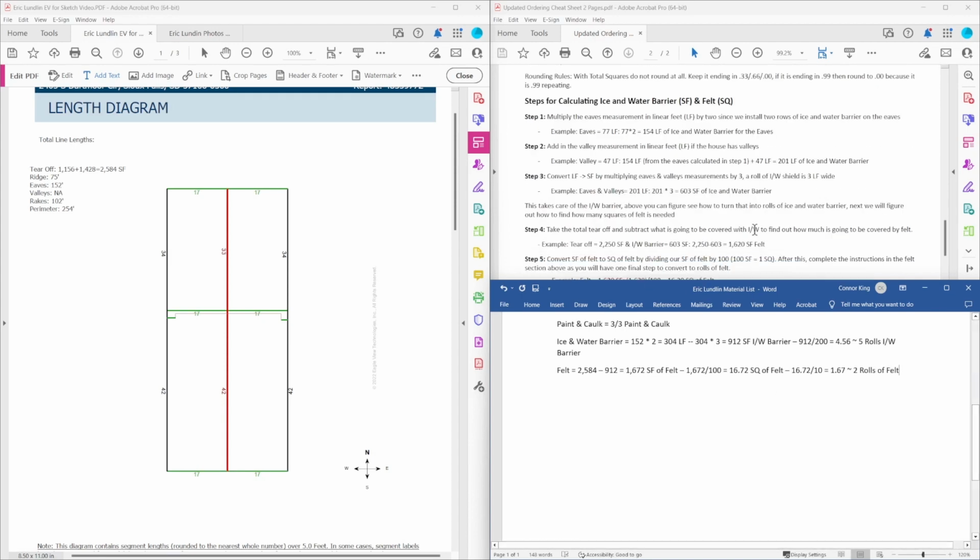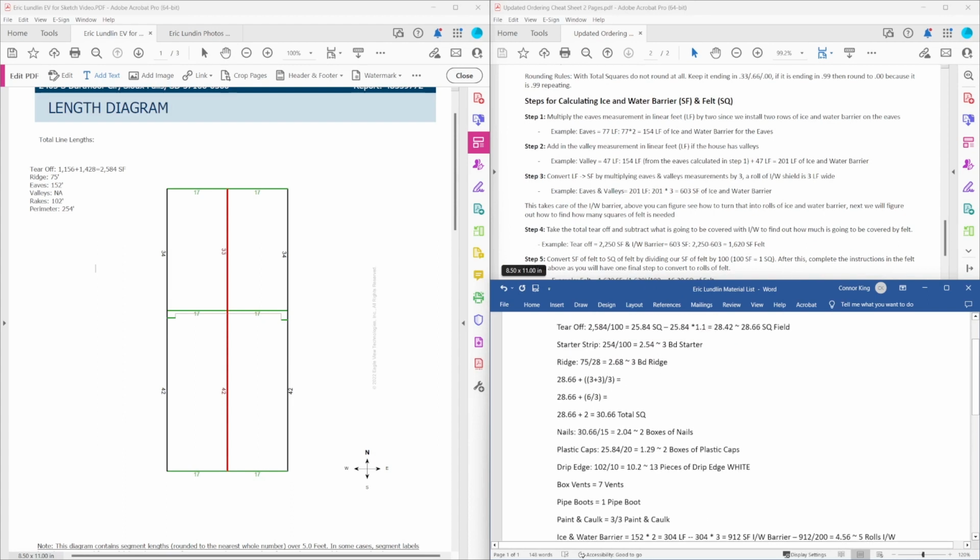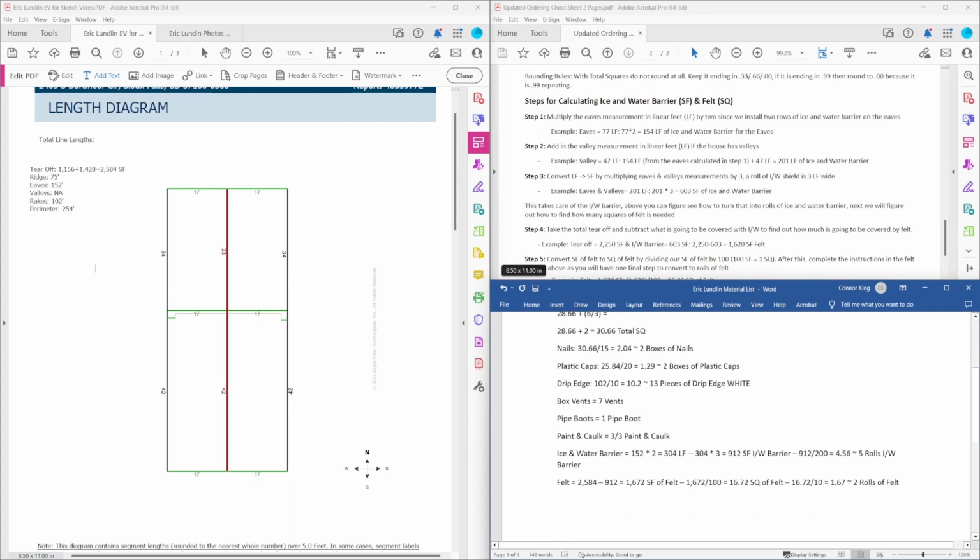So that's going to be all of the material that we need to order. That's going to be everything that we need to order for this roof, and that is how to take a sketch, calculate the lengths that are needed for our ordering, and then use that information to figure out what we need to order for a roof.